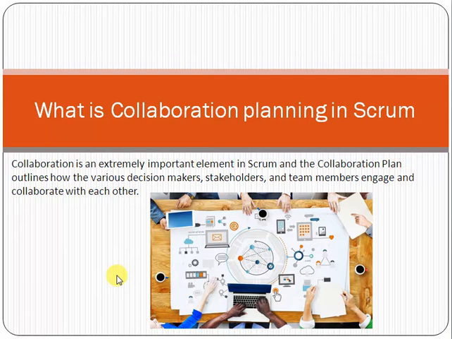Now coming to our main topic, what is collaboration planning in Scrum. First we have to understand what collaboration is in Scrum. Friends, collaboration means that the team is working together. They are sitting together, giving feedback, giving inputs, and openly discussing ideas. This is collaboration.